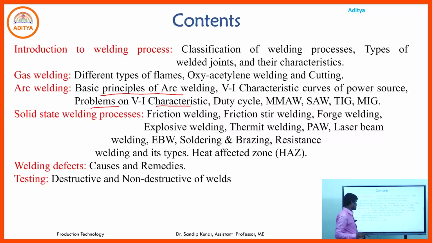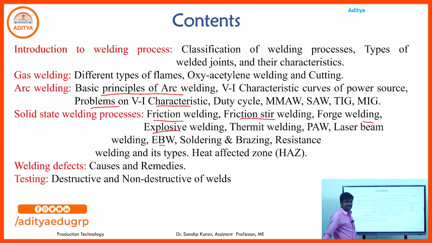Fourth, solid state welding processes: friction welding, friction stir welding, forge welding, explosive welding, thermite welding, plasma arc welding and laser beam welding, electron beam welding, soldering, brazing operations and resistance welding and its types, and heat affected zone of the different welding. Welding defects, causes and remedies, and testing, destructive and non-destructive, of welds. Those are the contents under Unit 3.